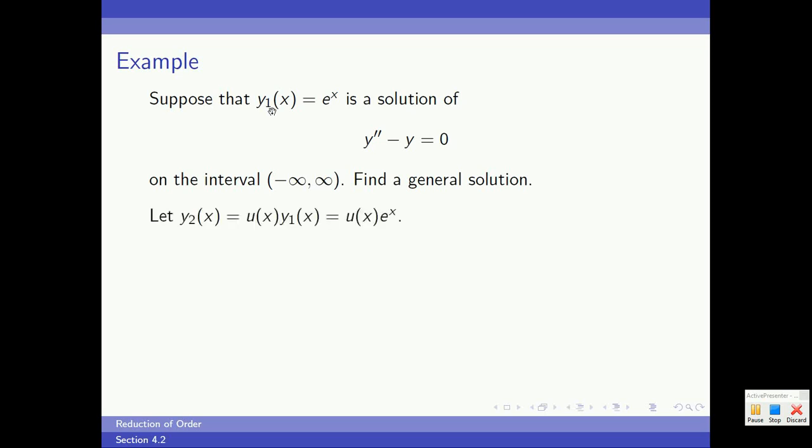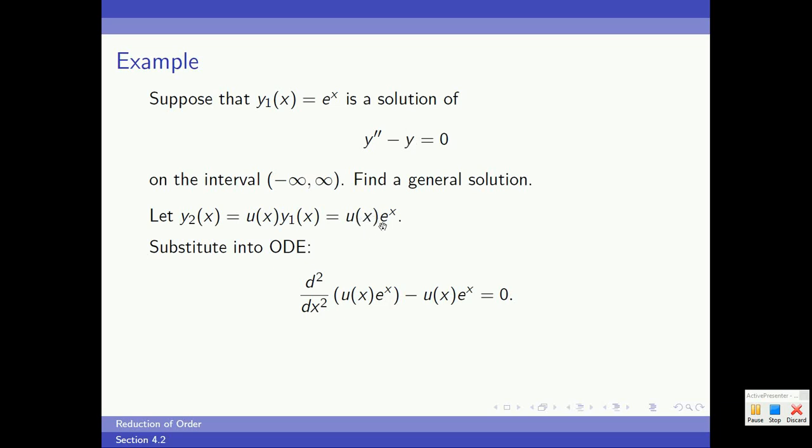So what we're going to do is assume that y2 is equal to u times y1, or u times e to the x. We substitute this into the differential equation. Here we're going to take the second derivative of our u times e to the x, minus our y.